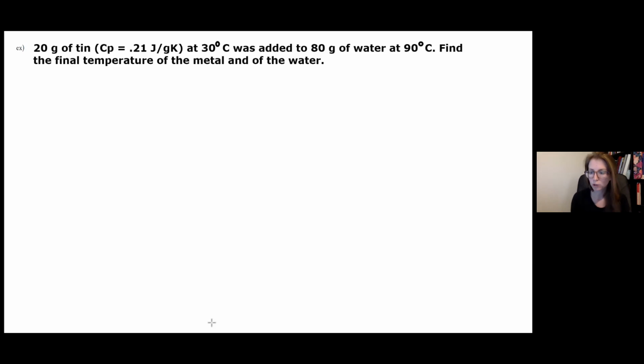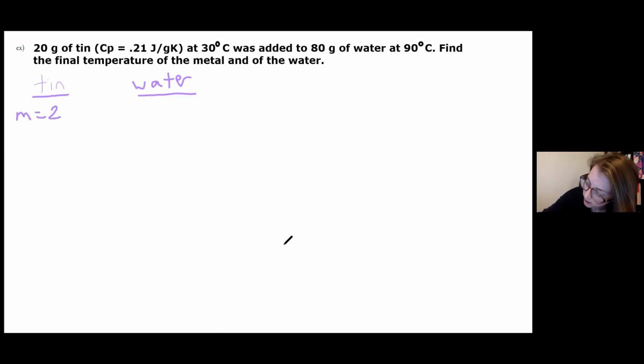One more example for you, just to point out a couple other things or variations we could do on this type of problem. It's still a heat loss, heat gain, so I'm going to quickly organize my information like I did for you before. So we have tin in this case, and we have water. For the tin, it says our mass is 20. It says our CP is 0.21 joules per gram Kelvin.